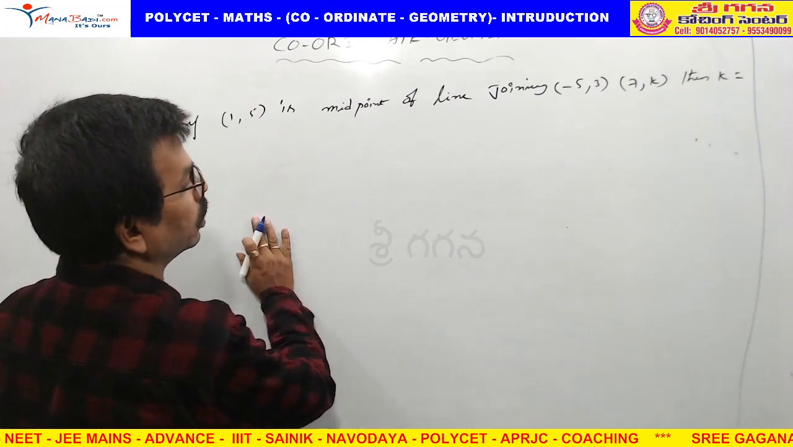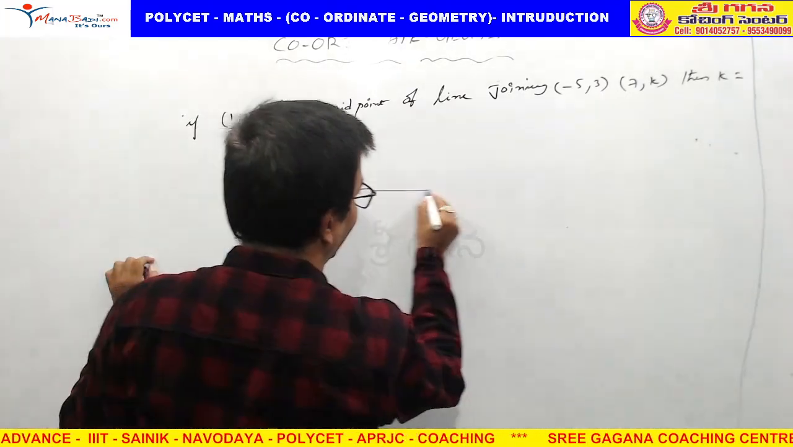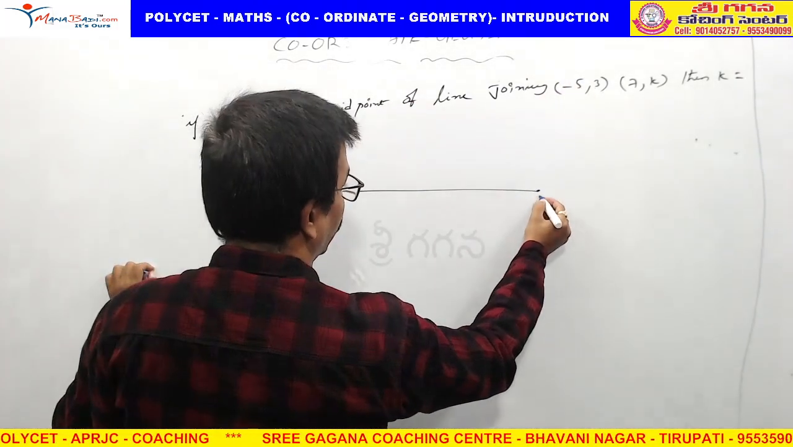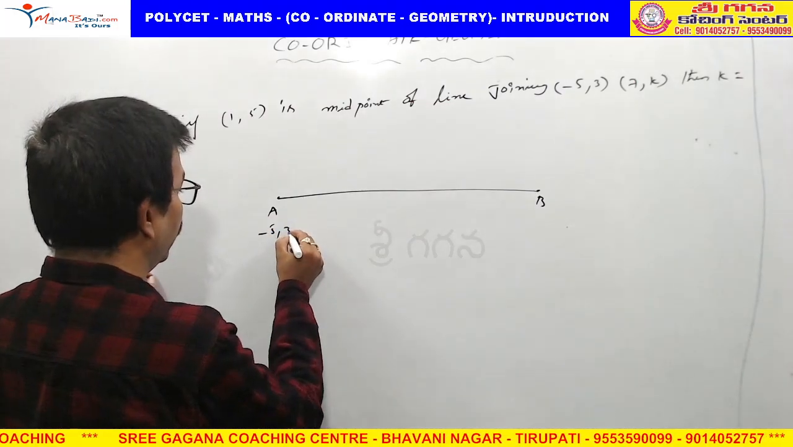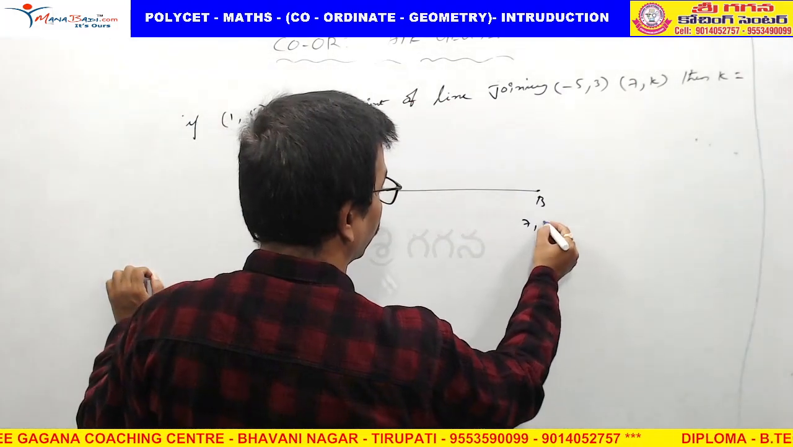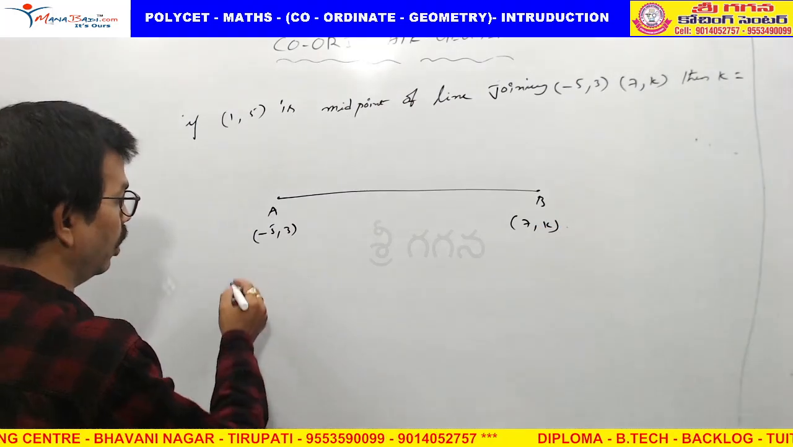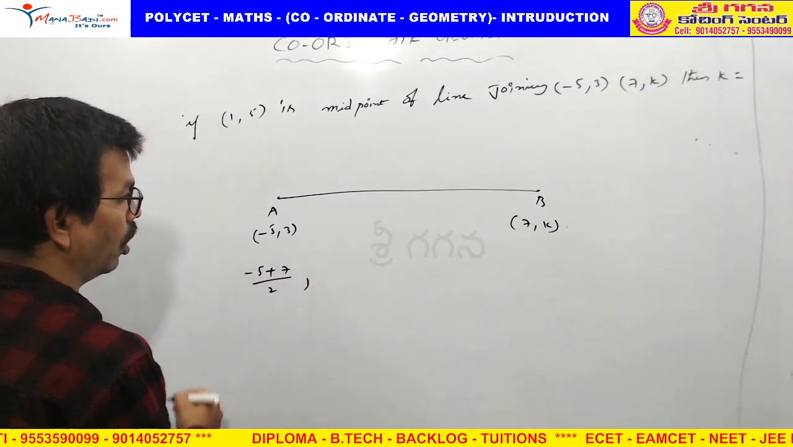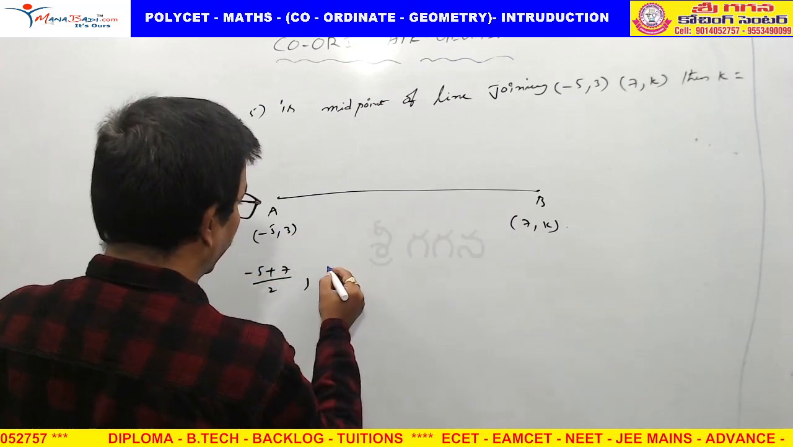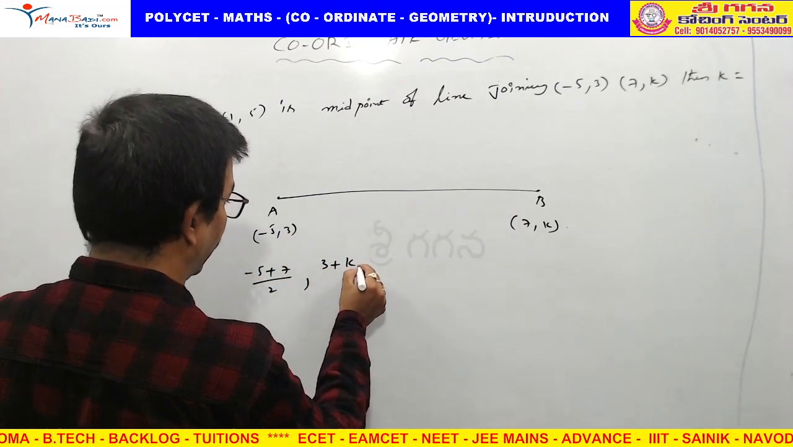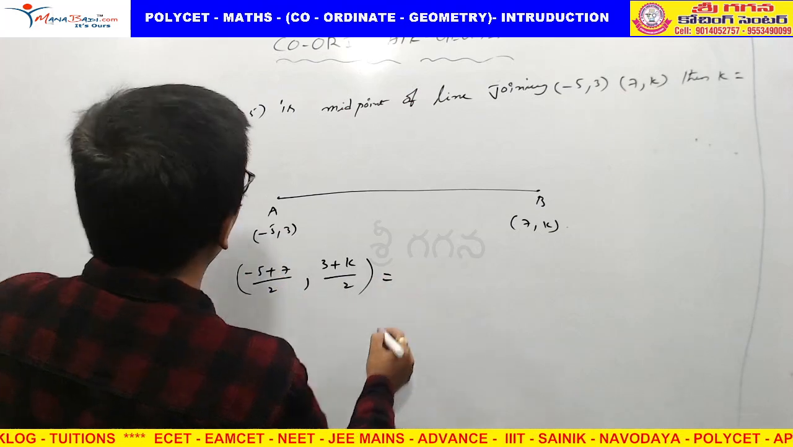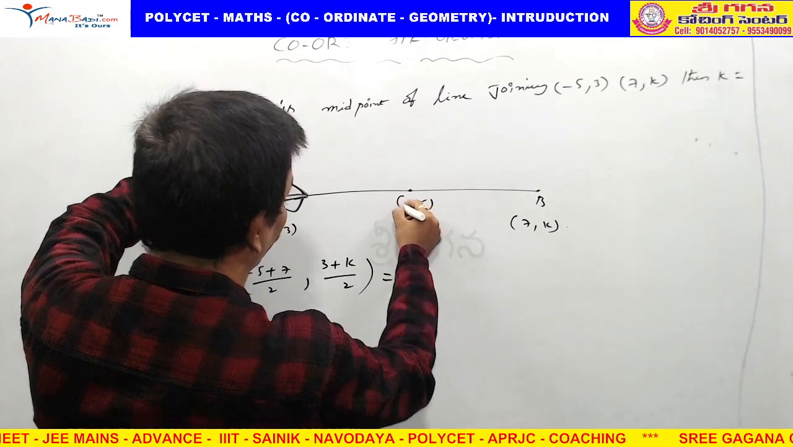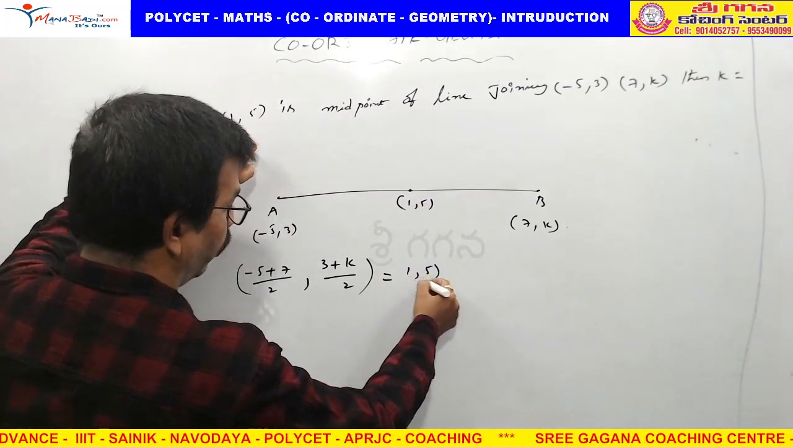Okay, so based on the question you can write first, if you take the line, 2 points they have given clearly. If you take this as A, this as B, so minus 5 comma 3, and 7 comma k. So how to find? First of all, x1 plus x2 by 2, minus 5 plus 7 by 2 comma y1 plus y2 by 2, that means 3 plus k by 2, that equal to the given midpoint. This point already they have given, 1 comma 5.